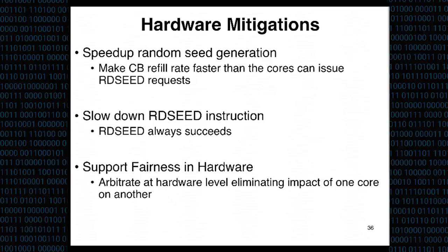This is more practical. Now, if hardware companies want to do that, if you are willing to change the way this random number unit works, you can basically make the refill rate somehow faster, accelerate that, or slow down the RDC instructions so that you don't give that random seed until it has been regenerated. You wait until it's regenerated, and then you give it out. This will delay RDC instructions a little bit, but they're not used too often. Or you can support fairness in hardware. You can just partition this across different cores and do it that way.